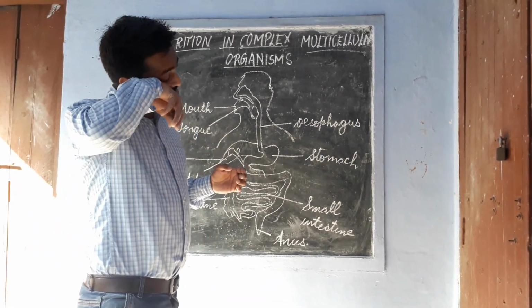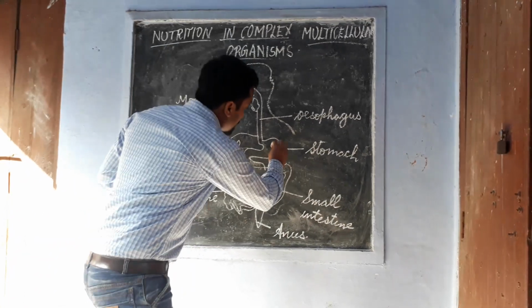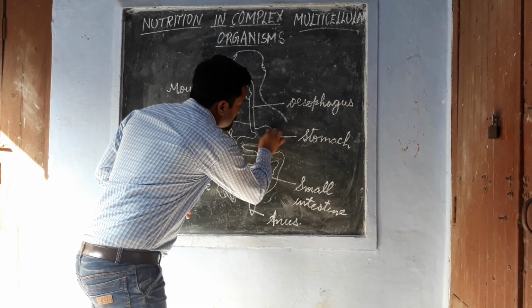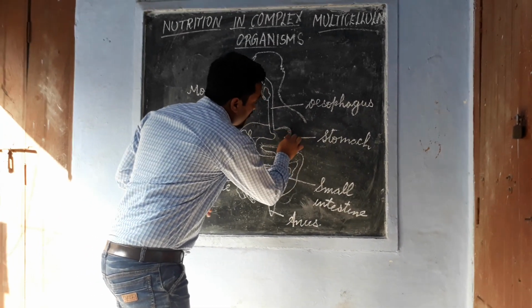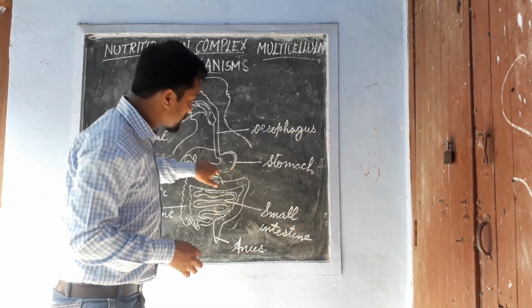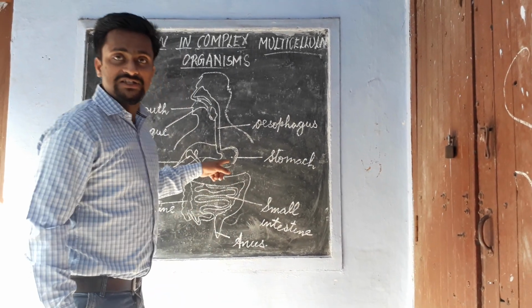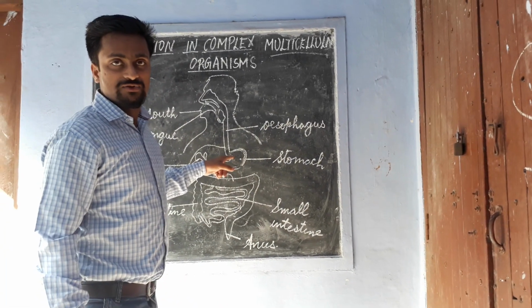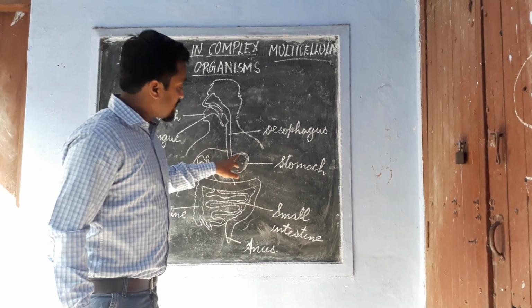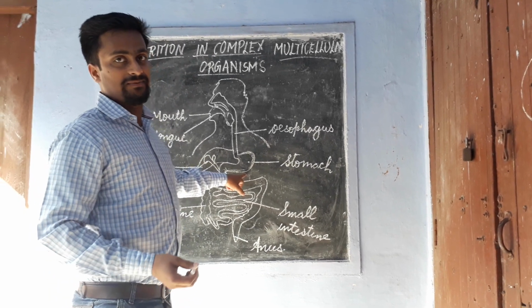Second is the mucus. Now what is the function of mucus? This mucus protects the lining of the stomach from the acidic secretions of the stomach. Because if this mucus were not present, what would happen? This HCl would corrode the lining of the stomach. So this mucus protects the lining of the stomach from the acidic secretion, that is HCl.